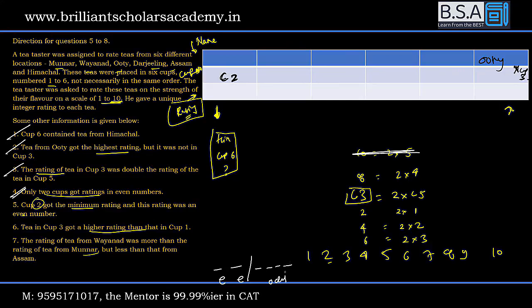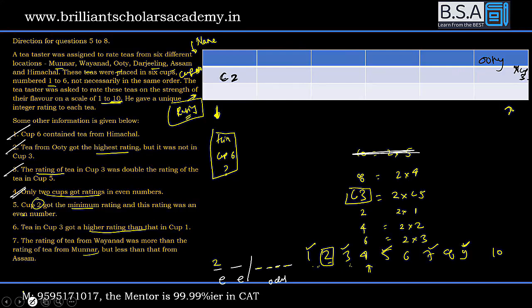Now minimum even rating could be 2 or 4. It cannot be 6. Understand this. How many odd numbers do you have? 1, 2, 3, 4, and 5 odd numbers you have. Out of these 5 odd numbers, you're going to use 4 odd numbers. So if I take 4 as a minimum rating, I lose 2 odd numbers. I cannot lose 2 odd numbers. This tells me 2 has to be the minimum even rating.